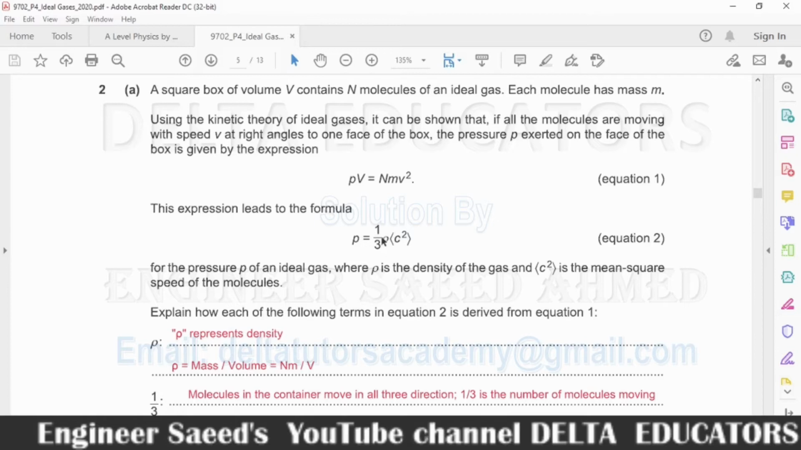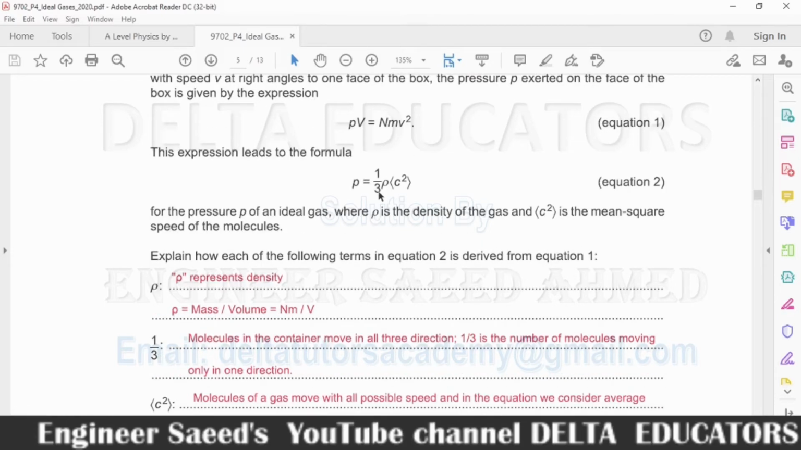Here in equation 2, this ρ means density. Now density is given as mass over volume. Total mass will be equal to the number of molecules multiplied by the mass of one molecule. So here we take V to the other side, and it becomes Nm over V. Now Nm is the total mass and V is the volume. So density will be equal to total mass over volume, meaning ρ = Nm/V.